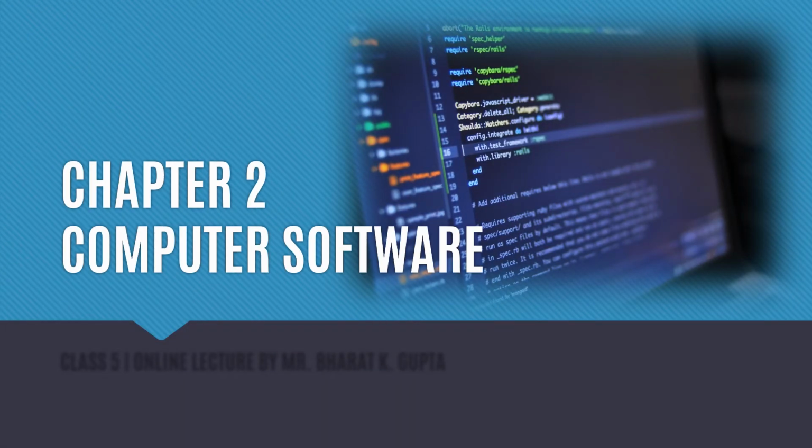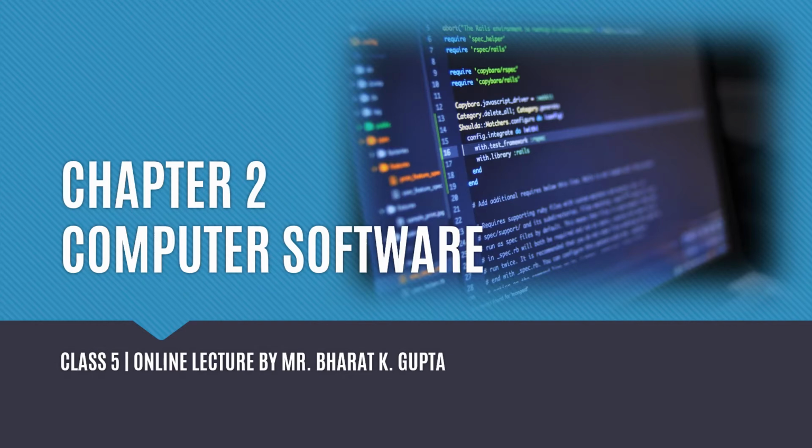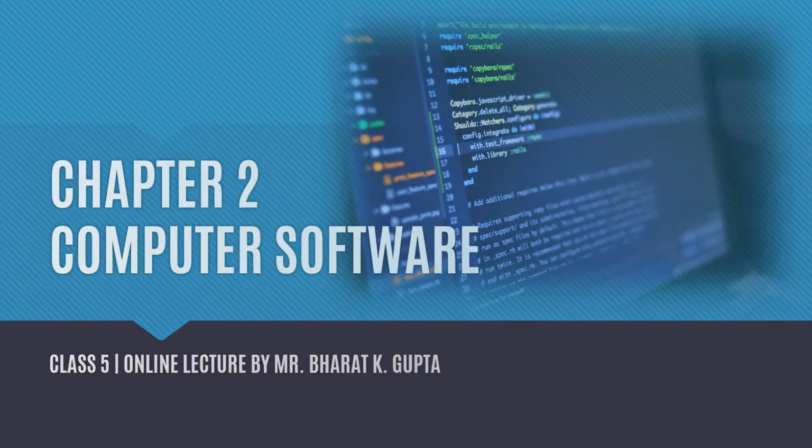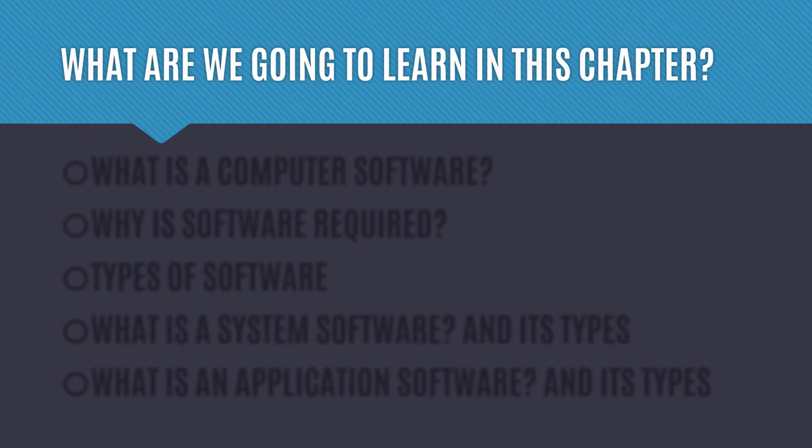Chapter number 2, Computer Software. This class is for computer science students of class 5. I am your instructor Bharat. So let's begin. What are we going to learn in this chapter?